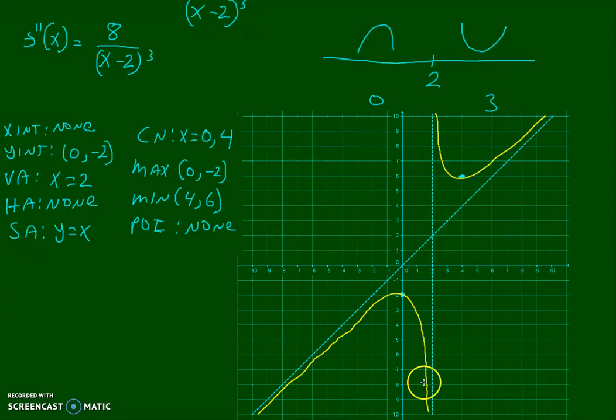So there's our first lobe. Second one, we see we have a minimum point here. The function is concave up from 2 on. And here we have our second lobe. Now let's work another problem.